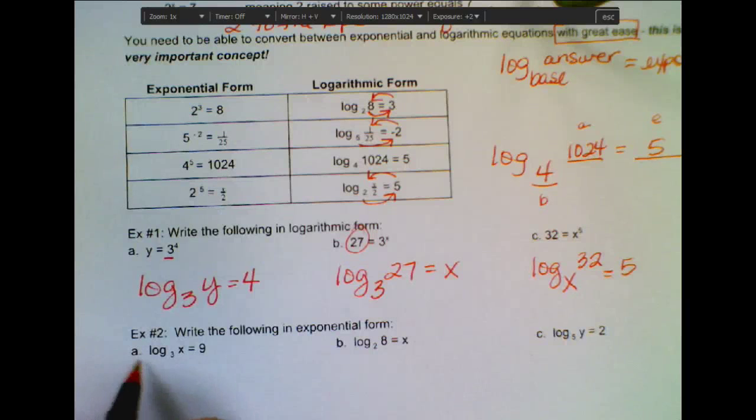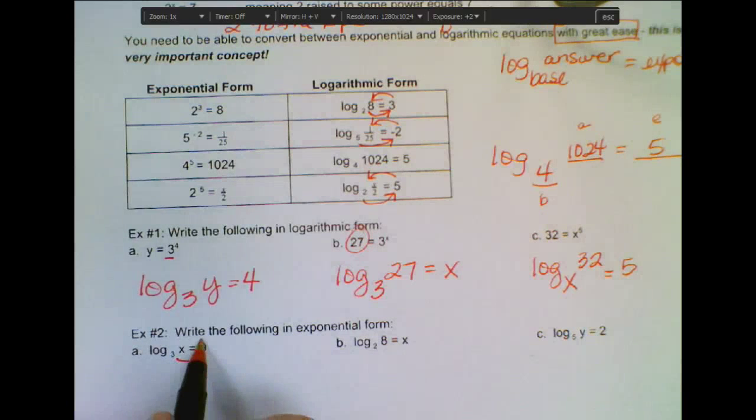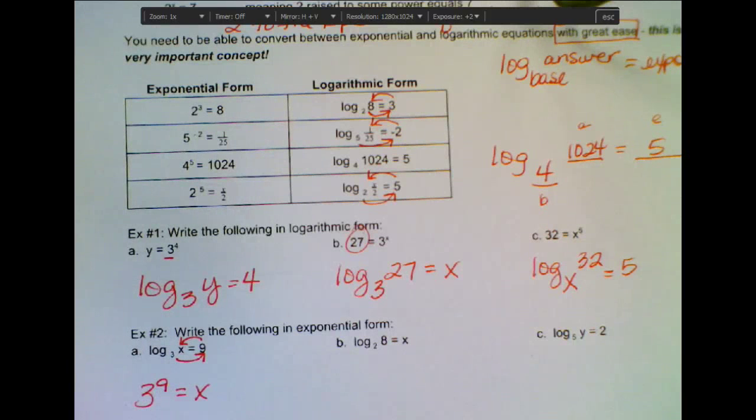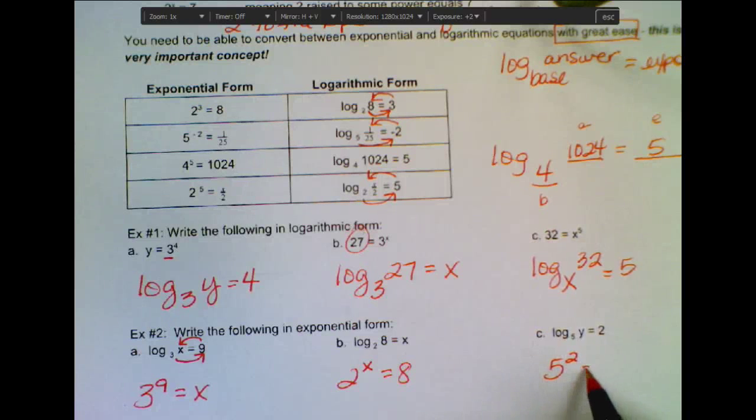Okay, now let's convert back from logarithmic form back to exponential form. So I'll help you with A, and then you'll do B and C independently and come back and check your answers. So it's the base to the exponent gives you your answer. So in this case, it'd be 3 to the 9th power equals x. Go ahead and try to rewrite B and C, and then come back and check your answers. Hit pause now, please. Okay, so now you should have written your equations in exponential form, not in logarithmic form. So this should have been 2 to the x equals 8, and C would be 5 to the 2nd power equals y.